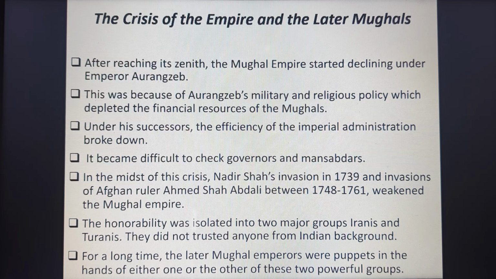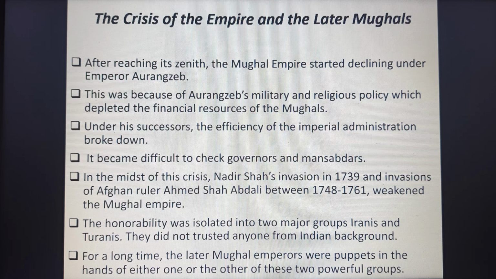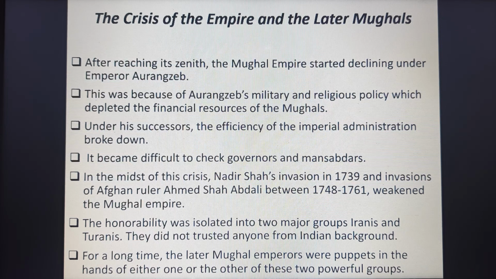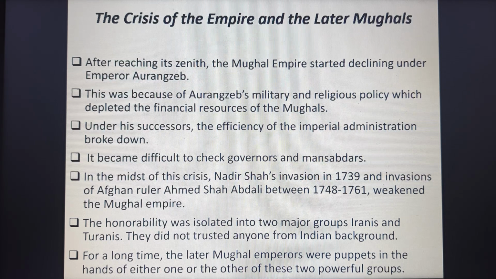For a long time, the later Mughal emperors were puppets in the hands of one or the other of these two power groups. The Mughals had to follow them, and whatever they said, the Mughals needed to do. They were like puppets to the Iranis and Turanis.